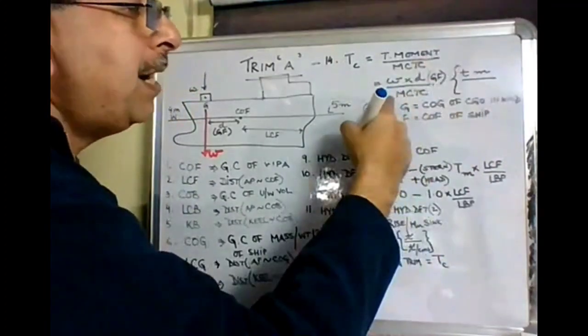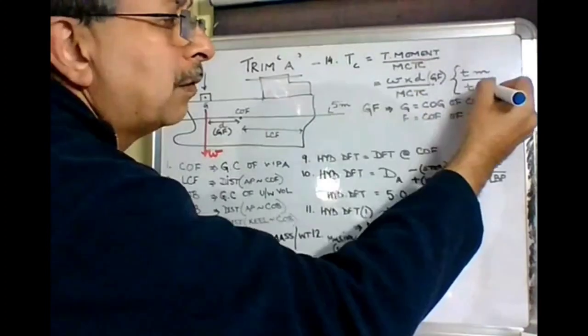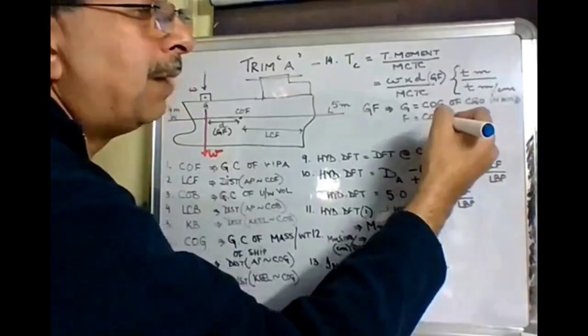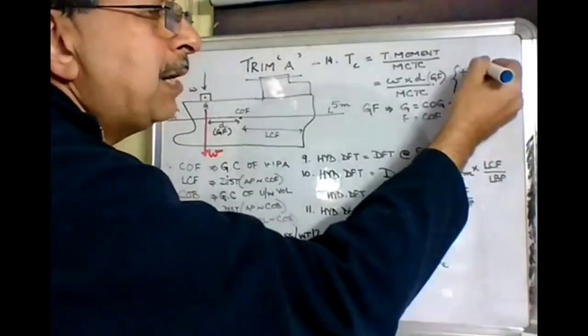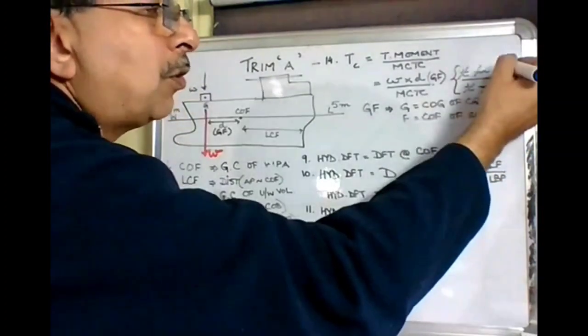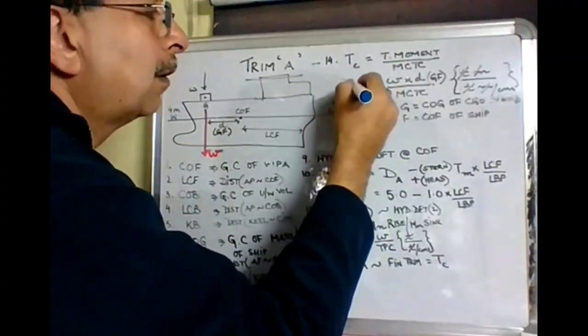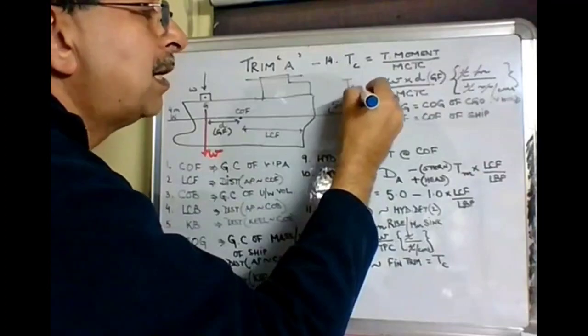Moment to change trim by 1 centimeter. Moment is tonne-meter, to change trim by centimeter. Tonne-meter cancels. Centimeter goes on top. So the unit of TC will be centimeter.